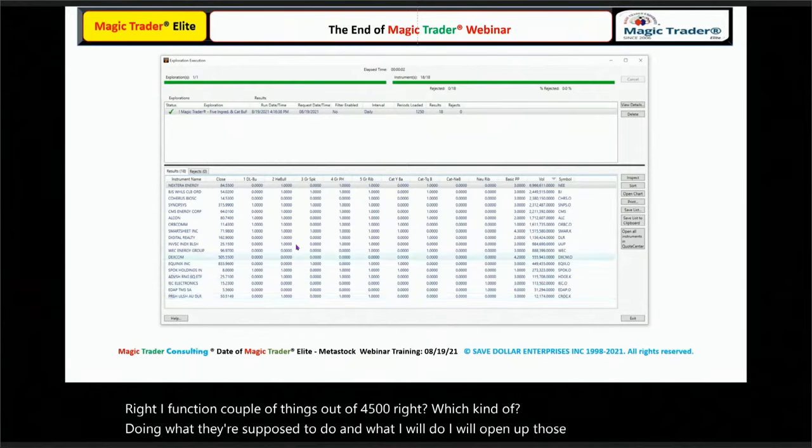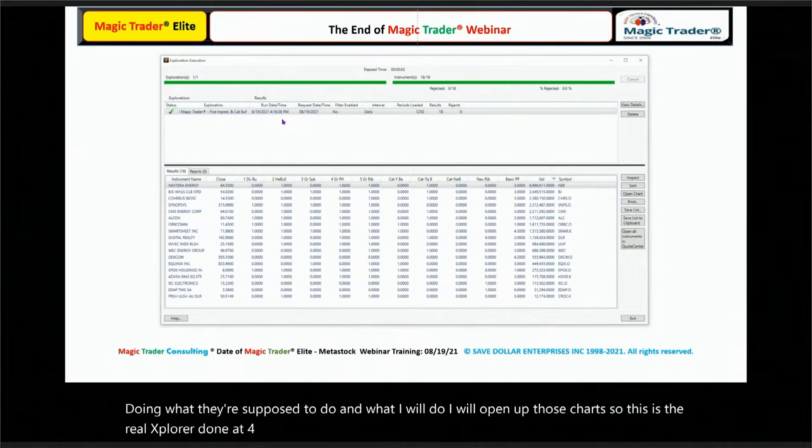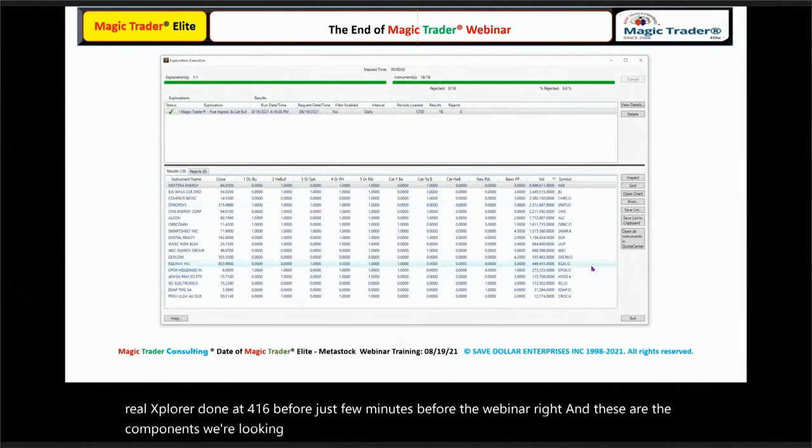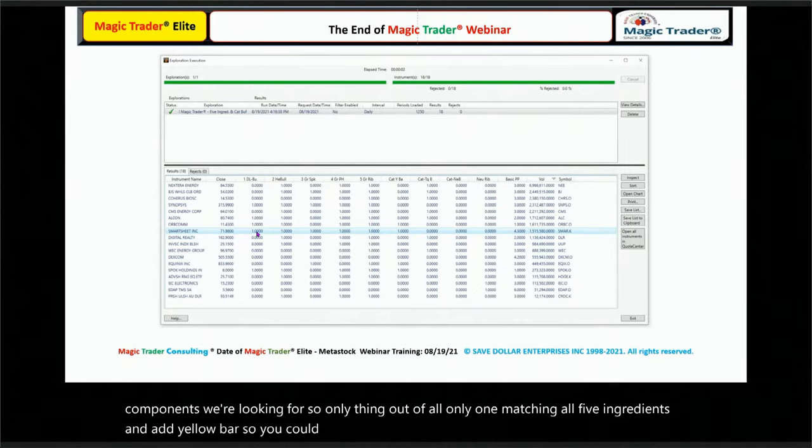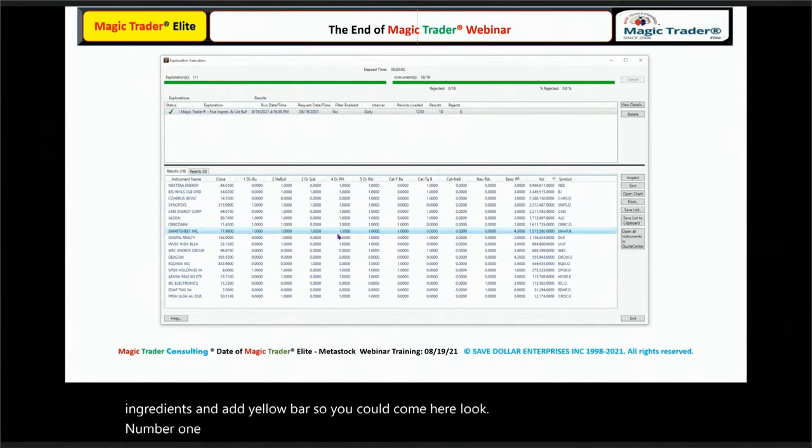So this is the Explorer scan done at 4:16, just a few minutes before the webinar. And these are the components we're looking for. Out of all of them, only one matches all five ingredients and the yellow bar. So you could count here, look, number one, and that's it. So 5 plus 1. This is out of 4,500 optionable stocks.